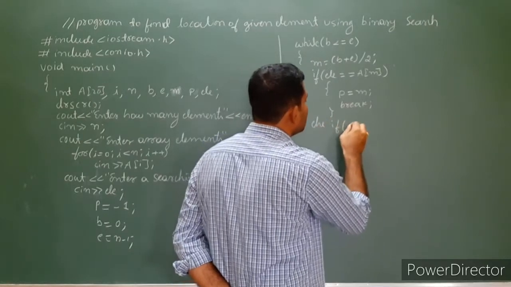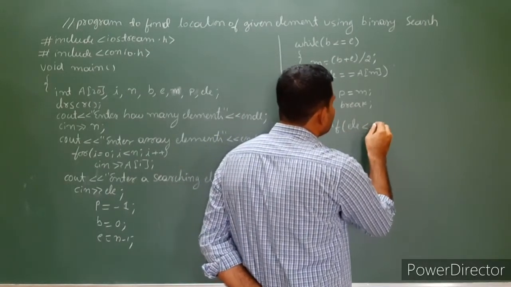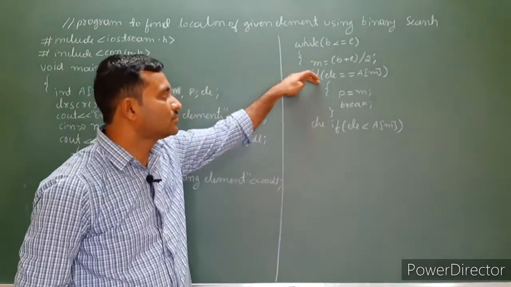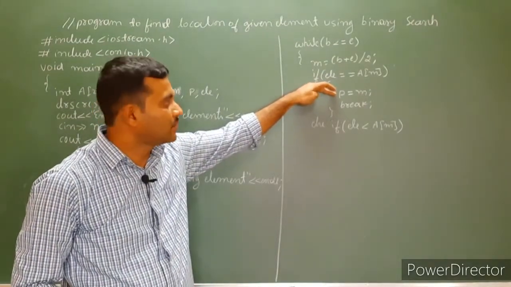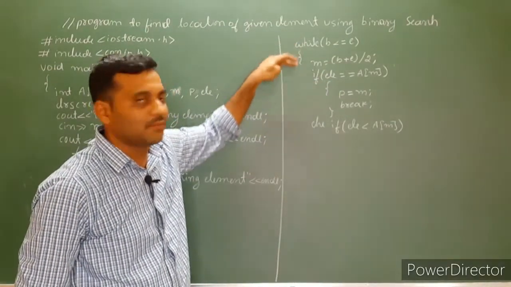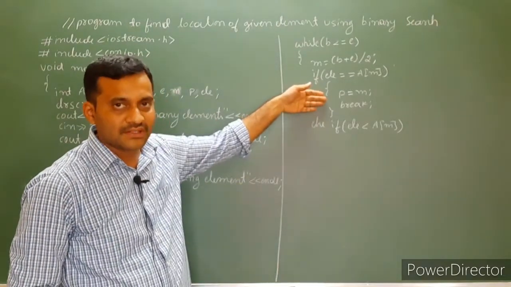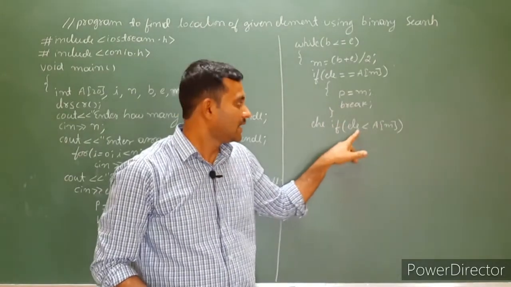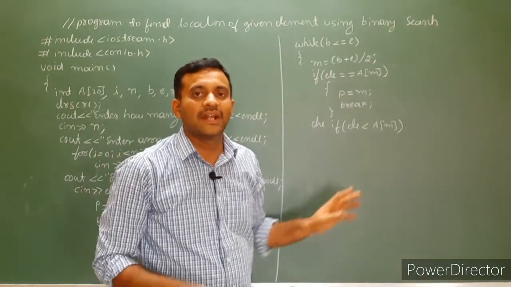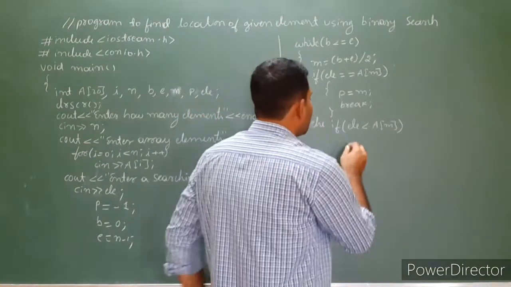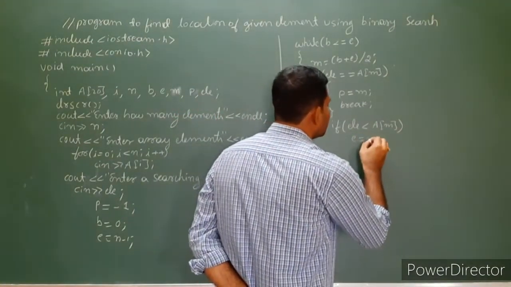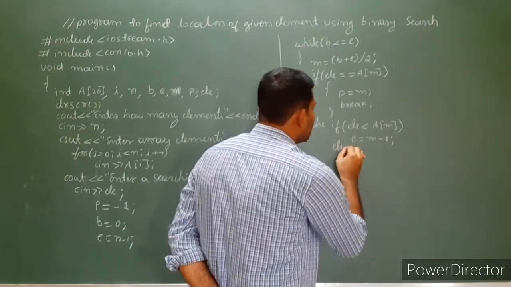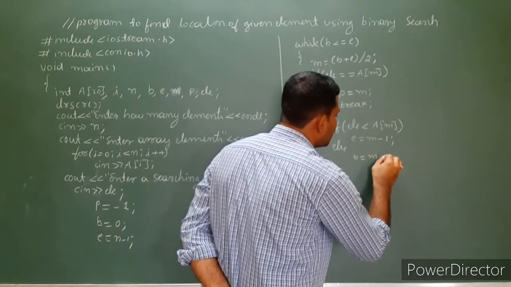Else if element is less than a of mid, the middle value. If it is true, assign the middle element to the position, break, exit from the while. If this condition is false, then we have to verify whether the element belongs to the first half or second half. Here element is less than a of mid means element is present in the first half. So we have to modify the end. How? By middle element minus 1. Else modify the beginning, that is m plus 1.